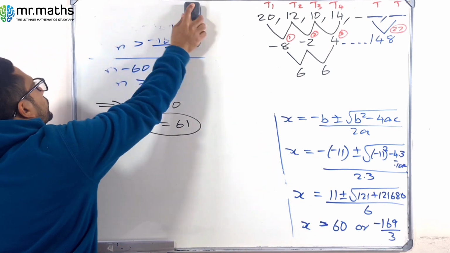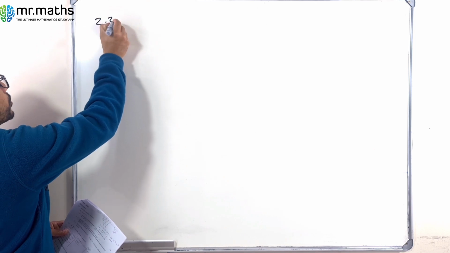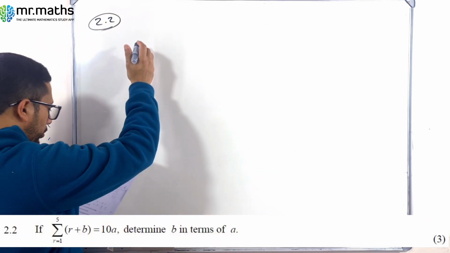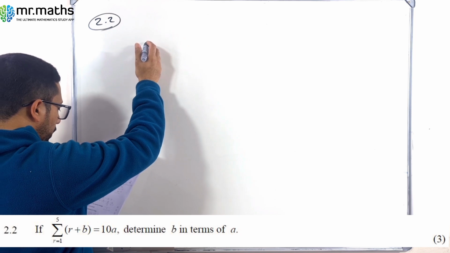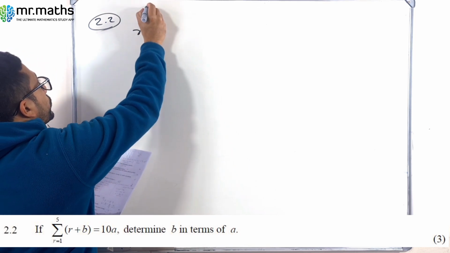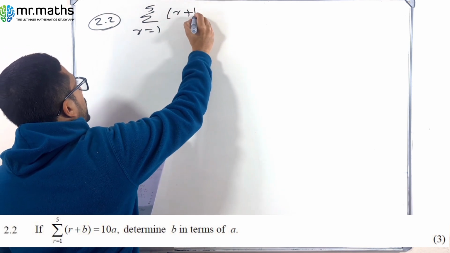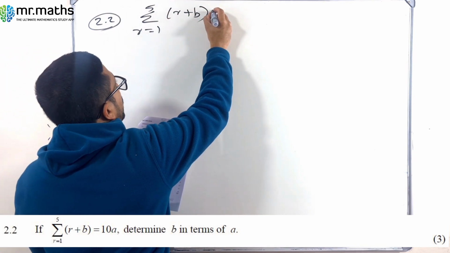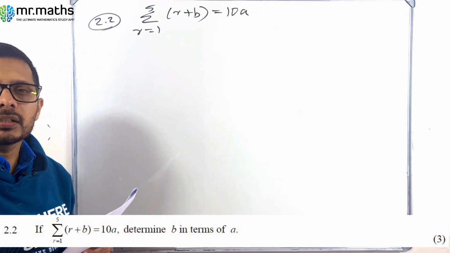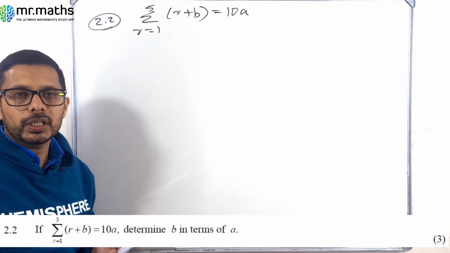Let's move to the next question, question number 2.2. What is that question? If the sum from r equals 1 to 5 of (r plus b) is equal to 10a. So if it is like this, what is the question? Determine b in terms of a.